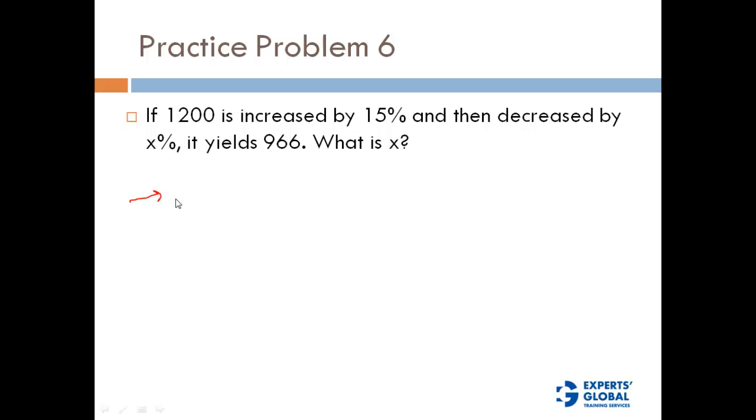Okay. If 1200 is increased by 15% and then decreased by X%, it yields 966. What is x? Okay, fairly straightforward. We have the number 1200 is increased by 15%, so that means 1200 into 1.15, correct? And then decreased by x percent. So let's say we are multiplying by, decrease by x percent means it becomes 100 minus x divided by 100, correct? 100 minus x divided by 100, decreased by x percent, it gives us 966.